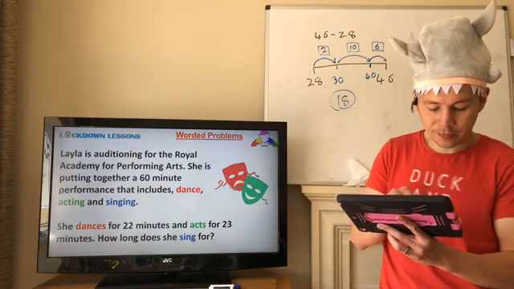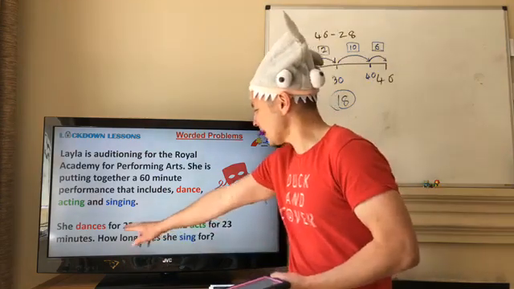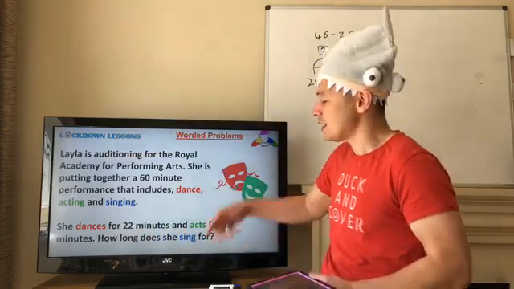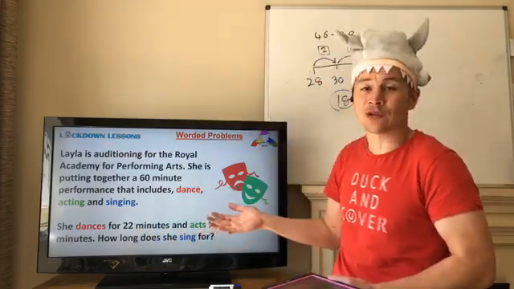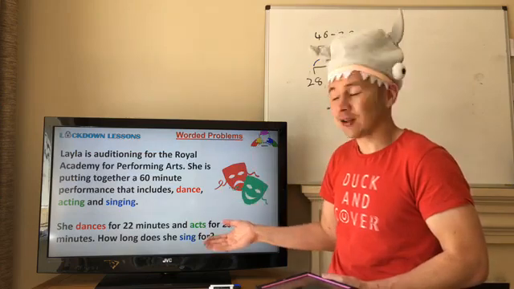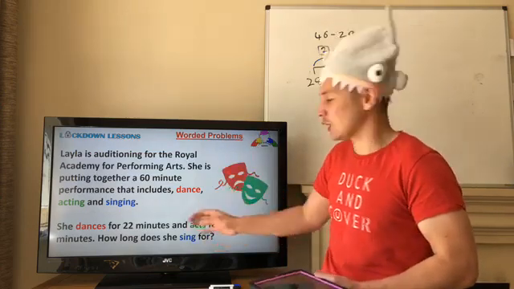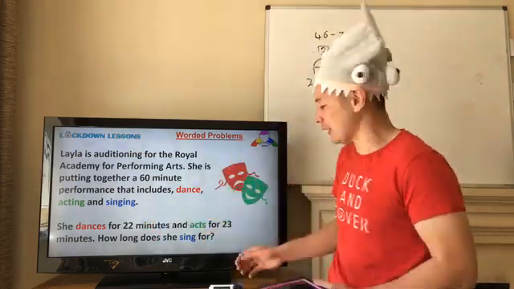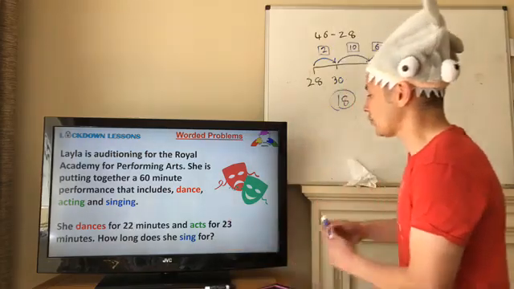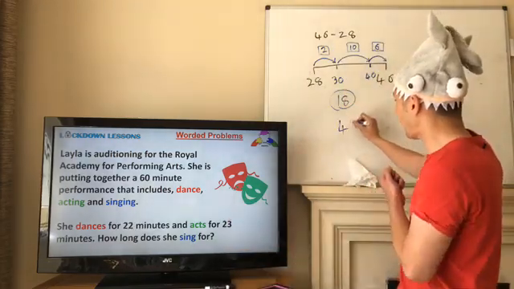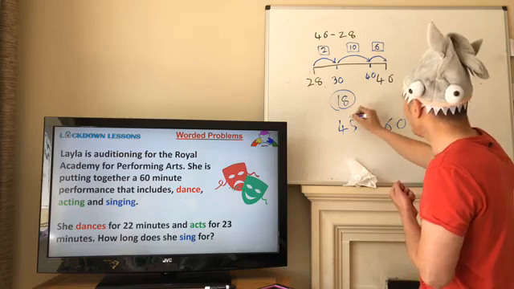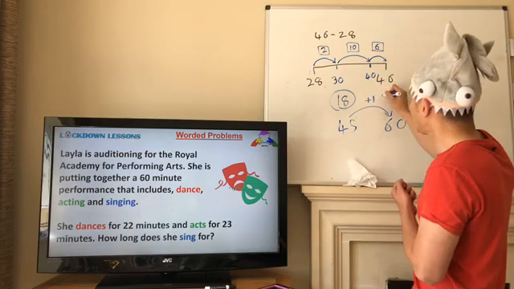Brilliant work. Okay, so you would add together the 22 and 23. So she's done 45 minutes already and there's 15 minutes left. So you are adding and then finding the difference as well. You've added together 22 and 23 to get 45. You are then finding the difference to get to 60, which is plus 15.